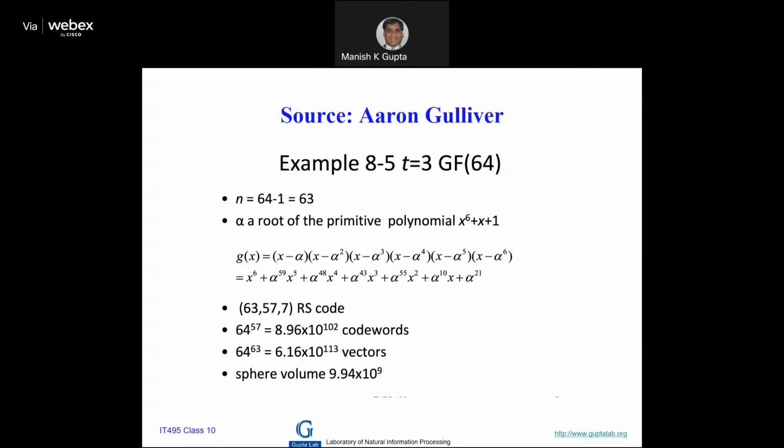So as an exercise, I want to construct a Reed-Solomon code over 256 elements. So q is equal to 256. What are the parameters of the Reed-Solomon code?